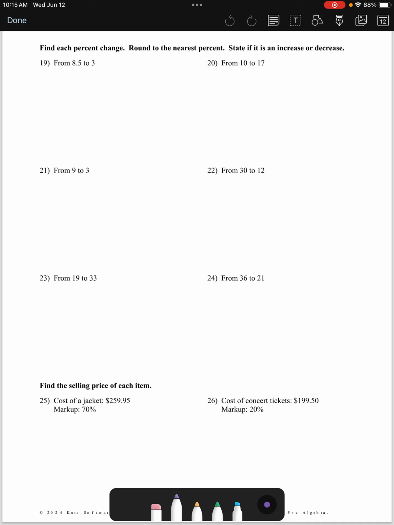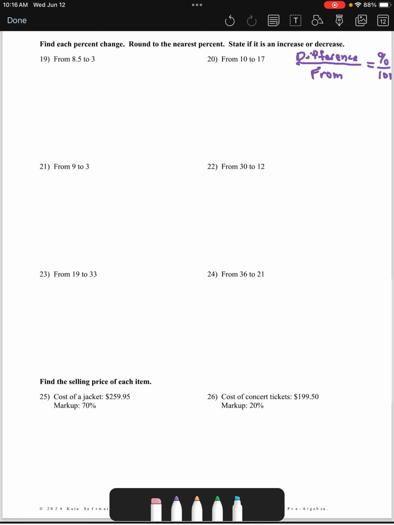Instead of is over of equals percent over 100, it's going to be difference over from equals percent over 100. See if I can write that a little bit more neatly. There we go. So difference meaning the difference of the two numbers, so just subtract them.